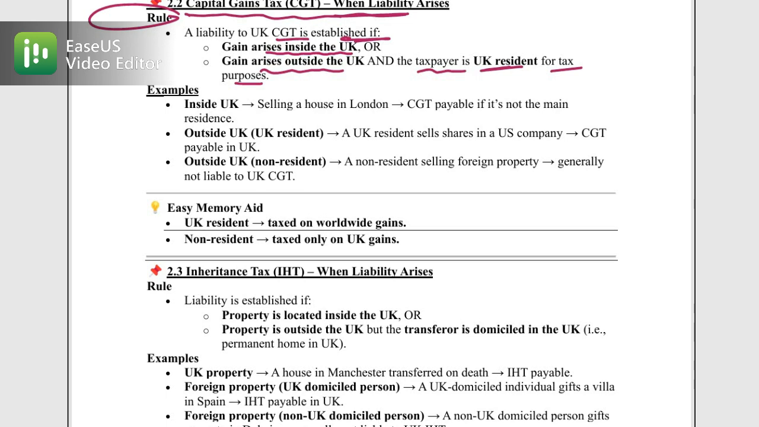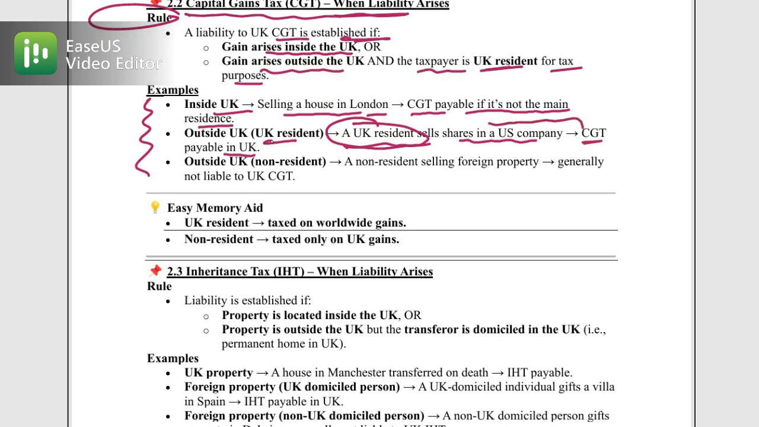So for example, here we have examples. Inside the UK: selling a house in London, so CGT is payable if it is not the main residence. The second example, outside the UK but UK resident: a UK resident sells shares in a US company, CGT payable in the UK, because you are a resident of the UK even though your earning is from the USA.